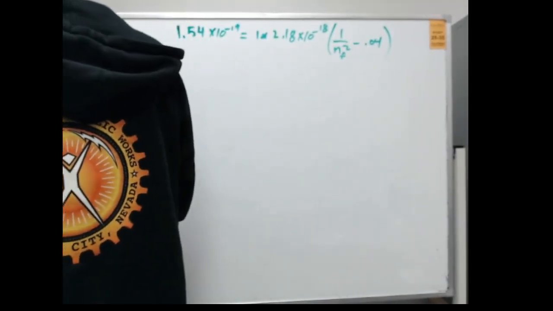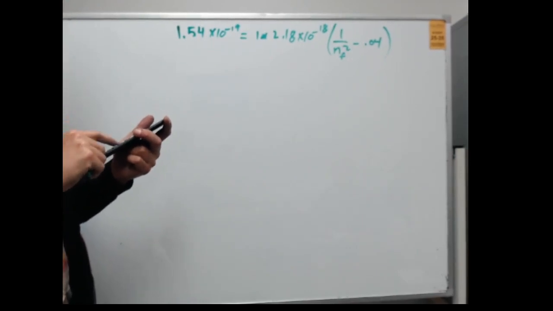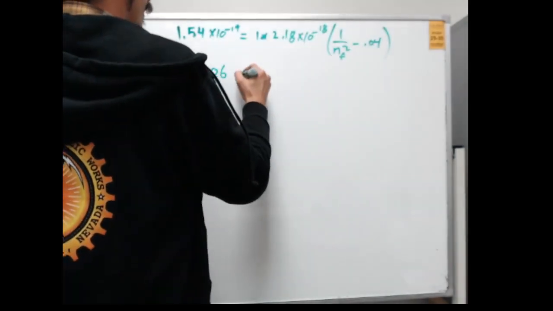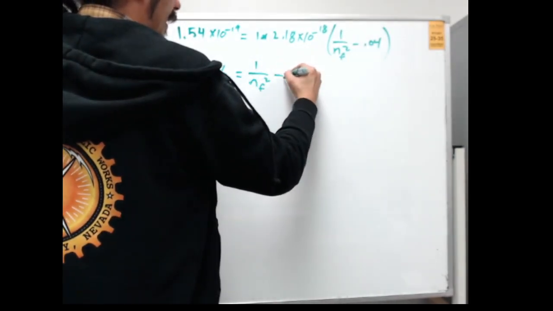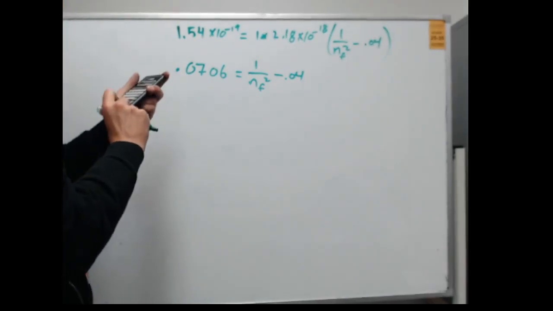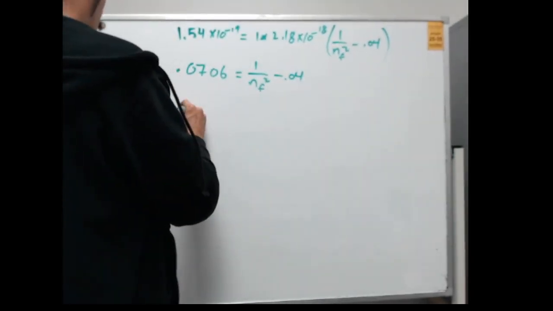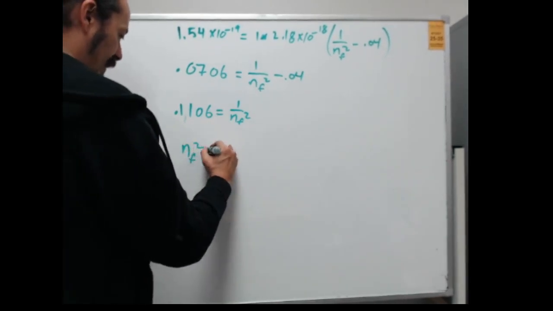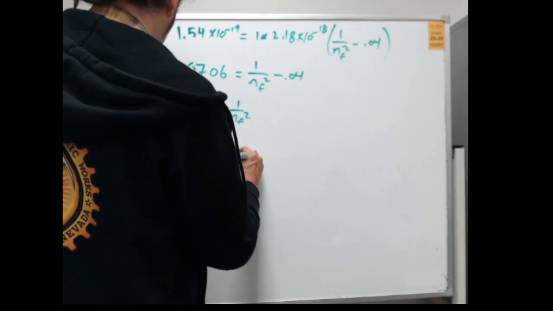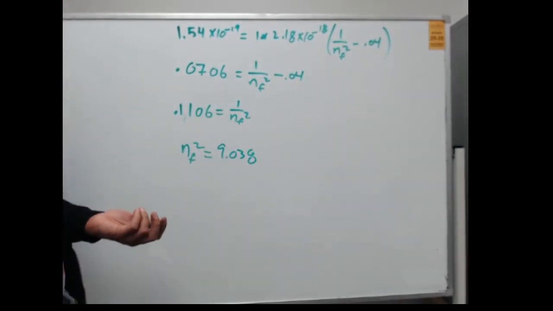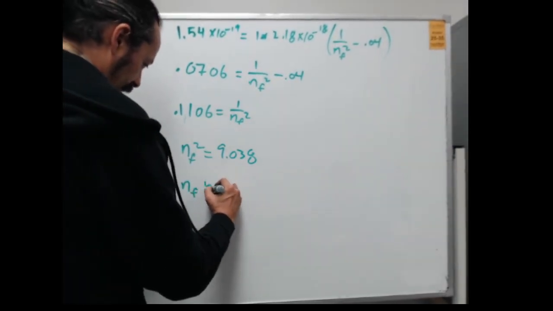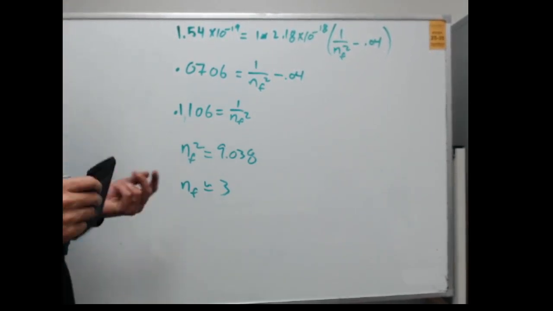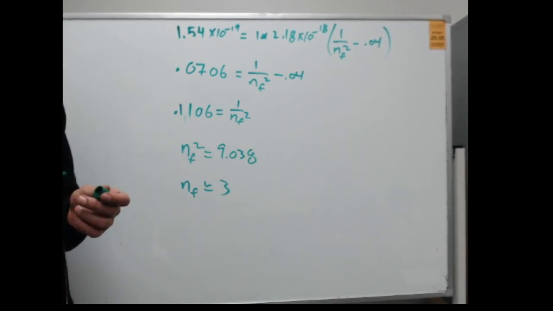So divide that over. 1.545 times 10 to the minus 19 divided by 2.18 times 10 to the minus 18 gets me 0.0706 is equal to 1 over n final squared minus 0.04. Add 0.04 to both sides, and I get 0.1106 is equal to 1 over n final squared. Cross multiply, so I get n final squared is equal to 9.038. Square root of 9. Right, we want a whole number. So if I take the square root, I get 3.006. It's 3. It's supposed to be a whole number, an integer value.